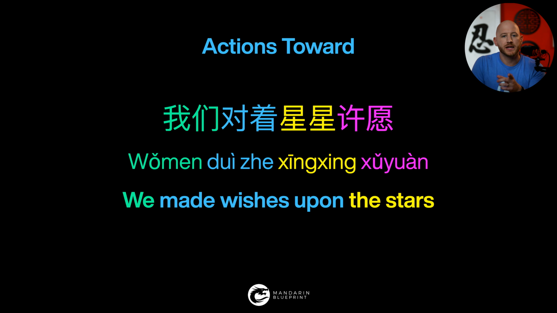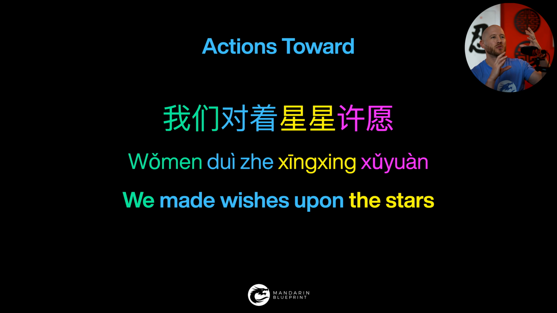So let's take a look at this. 我们对着星星许愿. We towards the stars wish. We made wishes upon the stars. And you'll notice here you have 对着. When you say 对着, in my experience, that doesn't necessarily mean that it's presently happening, although that can be what it means.